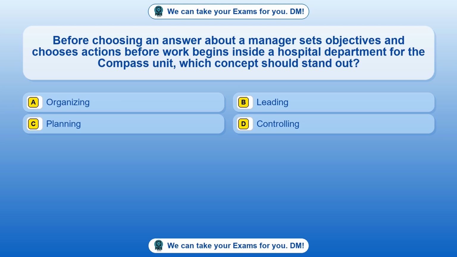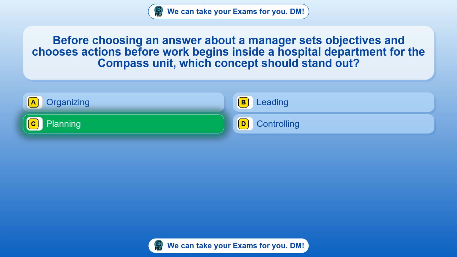Question 79. Before choosing an answer about a manager sets objectives and chooses actions before work begins inside a hospital department for the Compass unit, which concept should stand out? Option A, organizing. Option B, leading. Option C, planning. Option D, controlling. The correct answer is option C, planning.